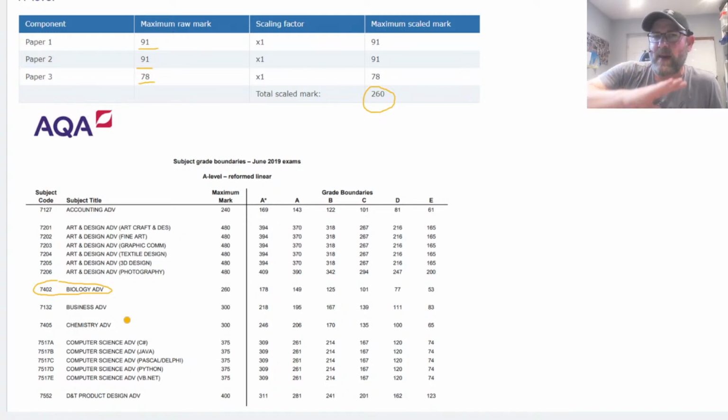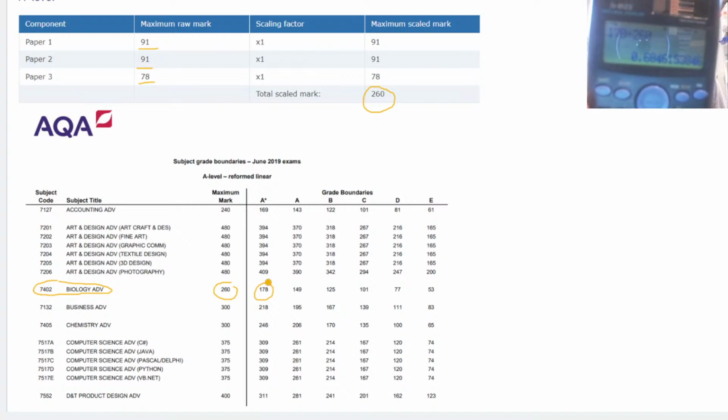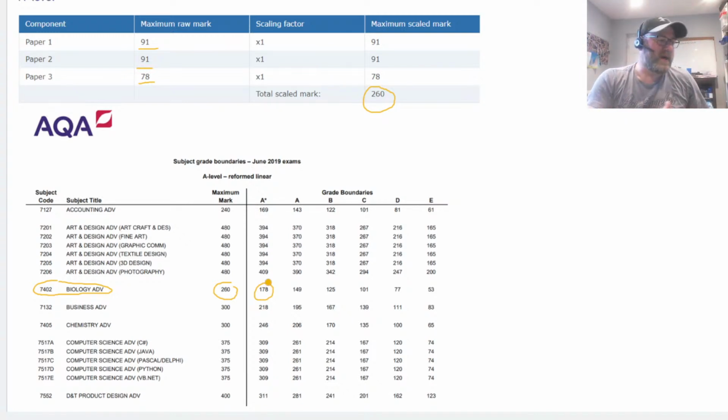We can't trust the grade boundaries totally through COVID because they gave students information about the exams, and students had suffered from missing a lot of school and stuff. So going back to before COVID, you can see here 260 is the maximum marks. If you scored 178, and I divide that by 260, I'm going to get 68.5%. So if you get 69%, you're getting an A star. And that's pretty much guaranteed.